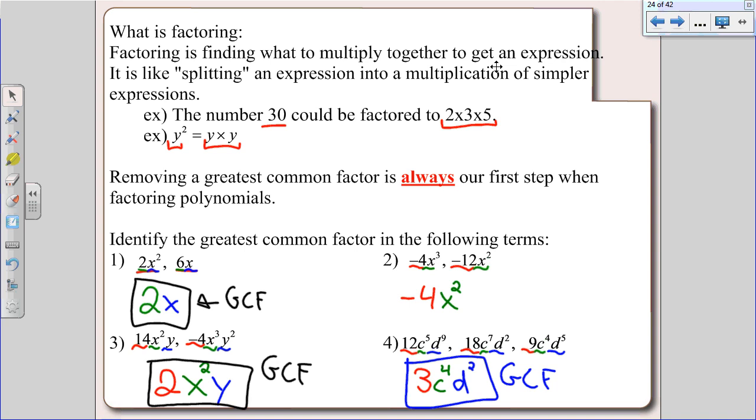Any questions? Pretty straightforward so far? All right.